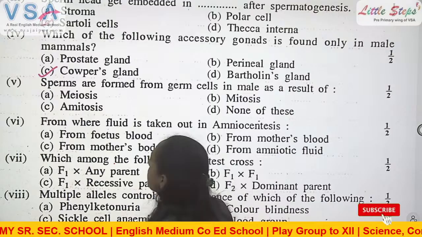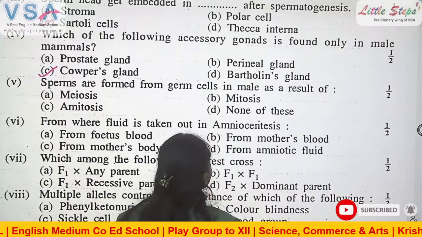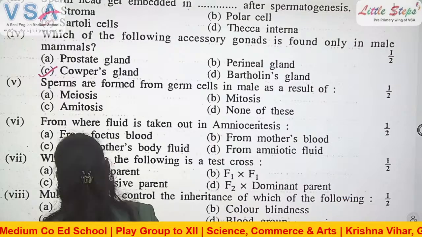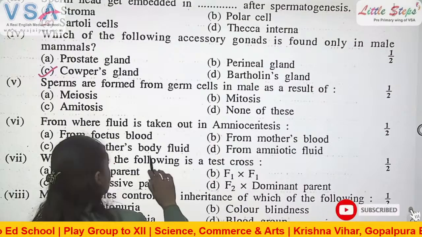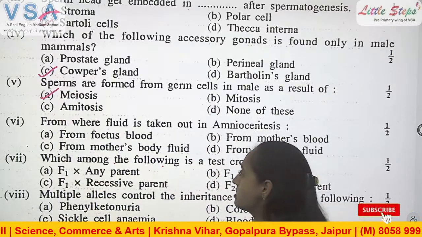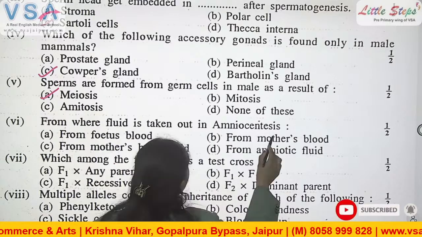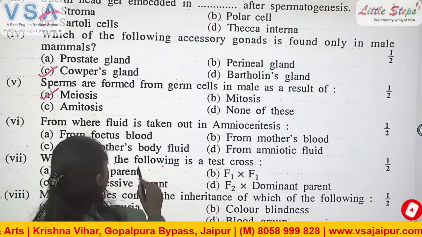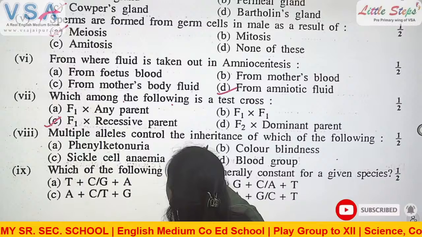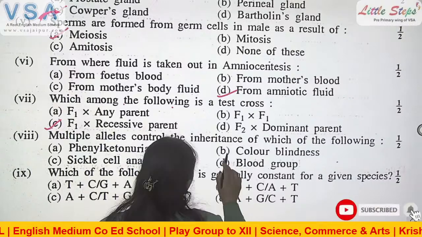Sperms are formed from the germ cells in males as a result of meiosis, mitosis, amitosis, or none of these. So what is the right answer? Meiosis. From where is fluid taken out in amniocentesis? From fetus blood, from mother's blood. Now, the next is, multiple alleles can control the inheritance of which of the following?